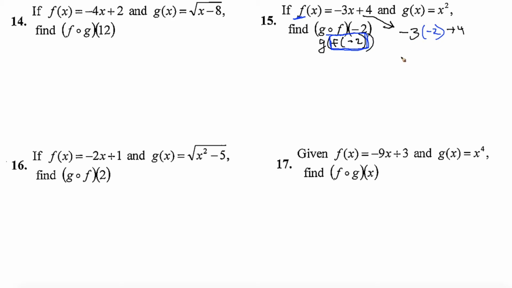What is negative 3 times negative 2? That's positive 6 plus 4. 6 plus 4 is 10. So I know that f of negative 2 is 10. Okay, so I'm going to rewrite that with that in place of f of negative 2. I'm going to write g of f of negative 2. What is f of negative 2? That's 10. And there we are.